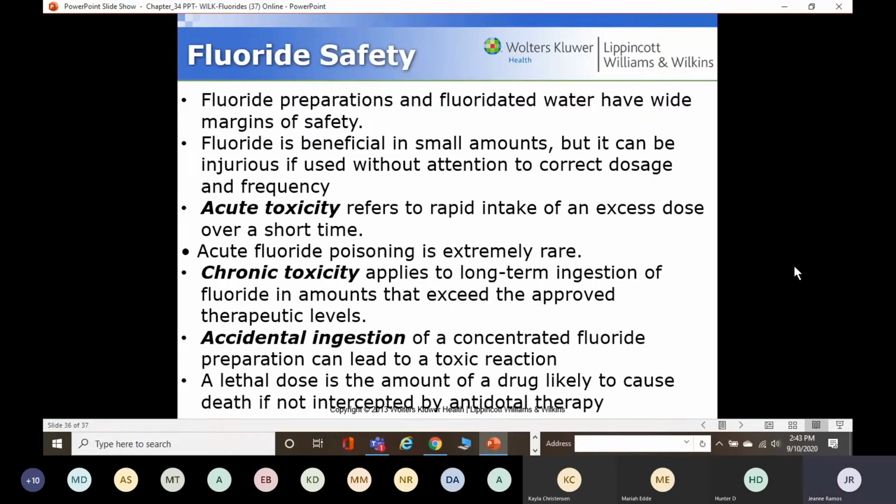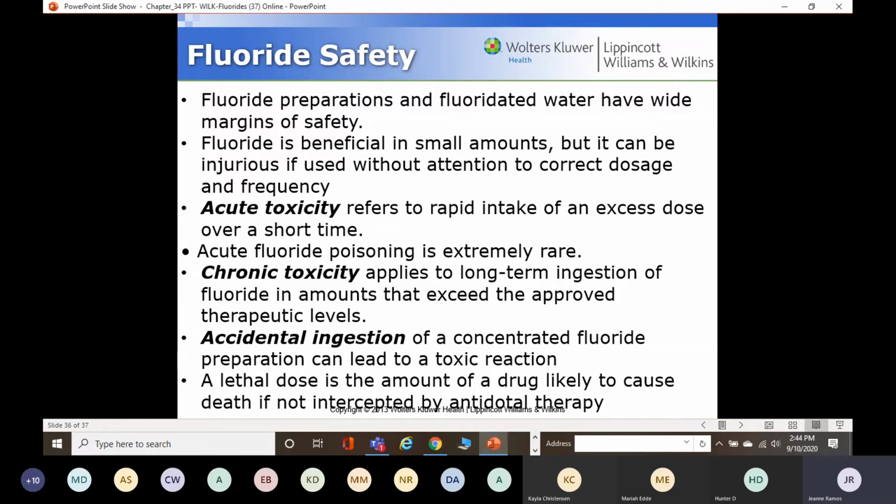Fluoride preparations and fluoridated water have wide margins of safety. It's beneficial in small amounts, but it can be injurious if used without attention to the dosage and frequency. Acute toxicity refers to a very quick intake of an excessive amount over a very short period of time. Acute fluoride poisoning, though, is extremely rare. Chronic toxicity applies to long-term ingestion of fluoride in small amounts that exceeds the approved levels. Accidental ingestion of a concentrated fluoride preparation can lead to a toxic reaction.